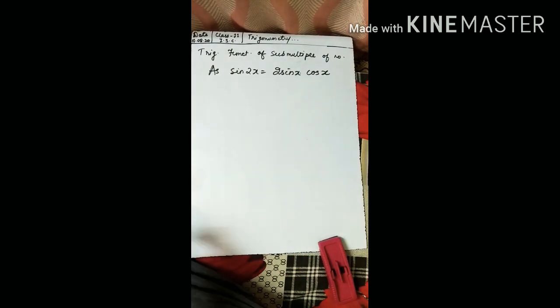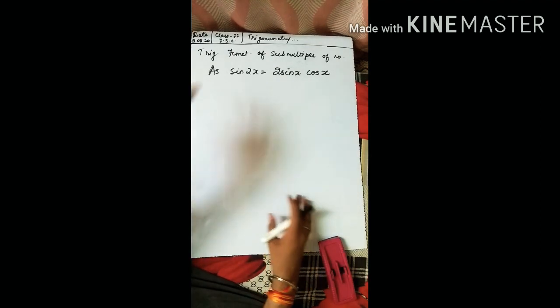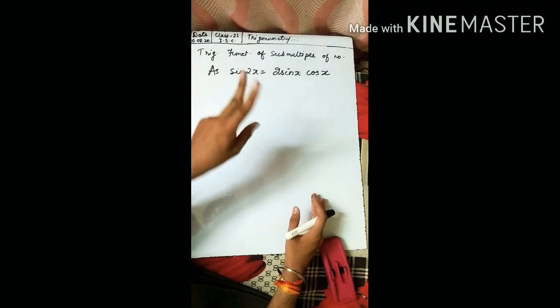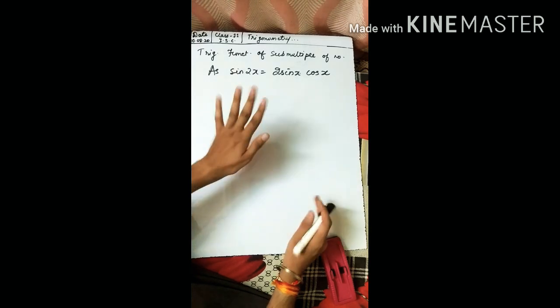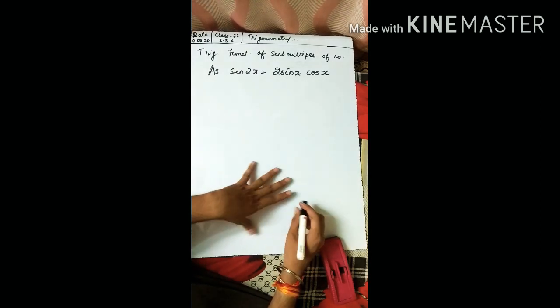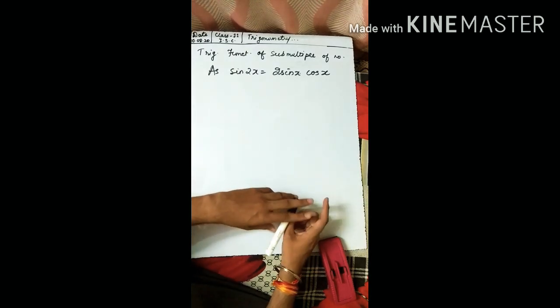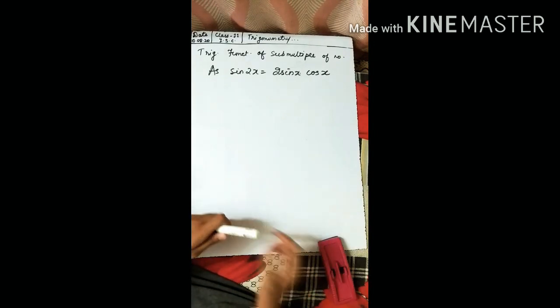Okay, now let us come to the next thing. Trigonometric functions of submultiples of a number. Now what is this? Actually, in general we call it the half angle formula. And what is that half angle?